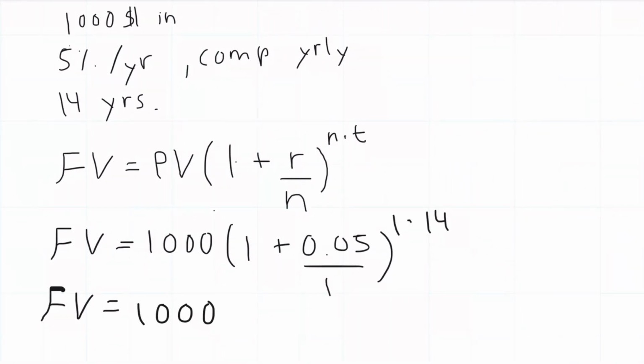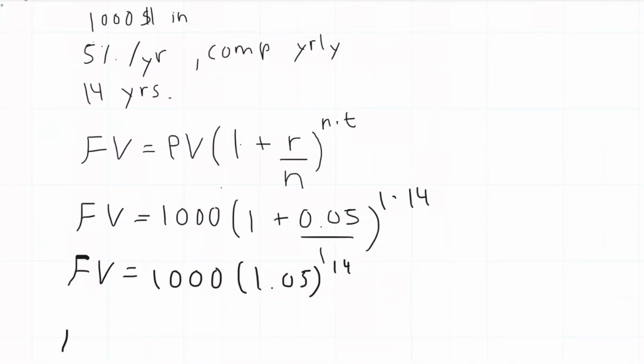So I'm going to simplify what's in the brackets first. I get 1.05 to the power of 14. And then when I plug this all in now to my calculator, I get a future value of $1,979.93. So we can see our investment actually nearly doubled after that 14-year period.